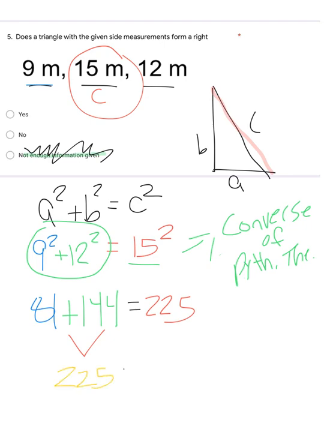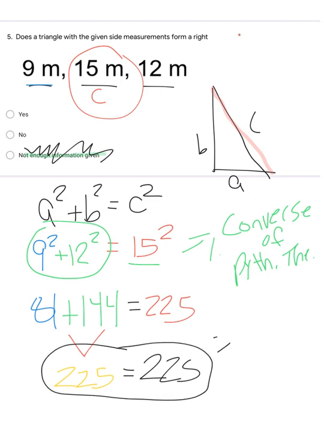225. Now notice the sum of A squared and B squared equaled C squared. 225 equals 225. Because this is a true statement, that means these side lengths, yes, would form a right triangle.